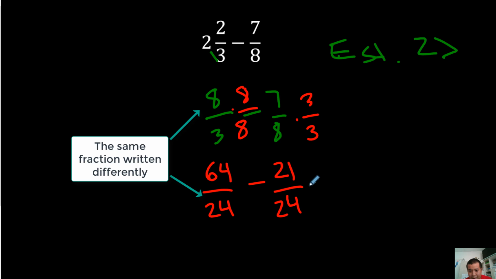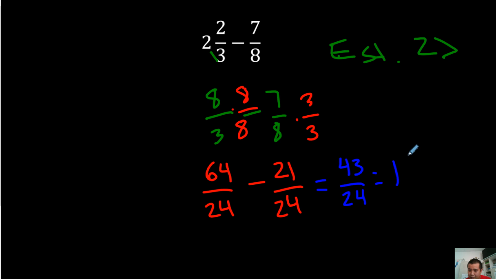We do 64 minus 21, which gets us 43 over 24. And when we change that into a mixed fraction, 24 only goes into 43 once, because there's 48 hours in 2 days. So therefore, 2 groups of 24 is too much. So you have 1, with a remainder of 19, and over that is 24.